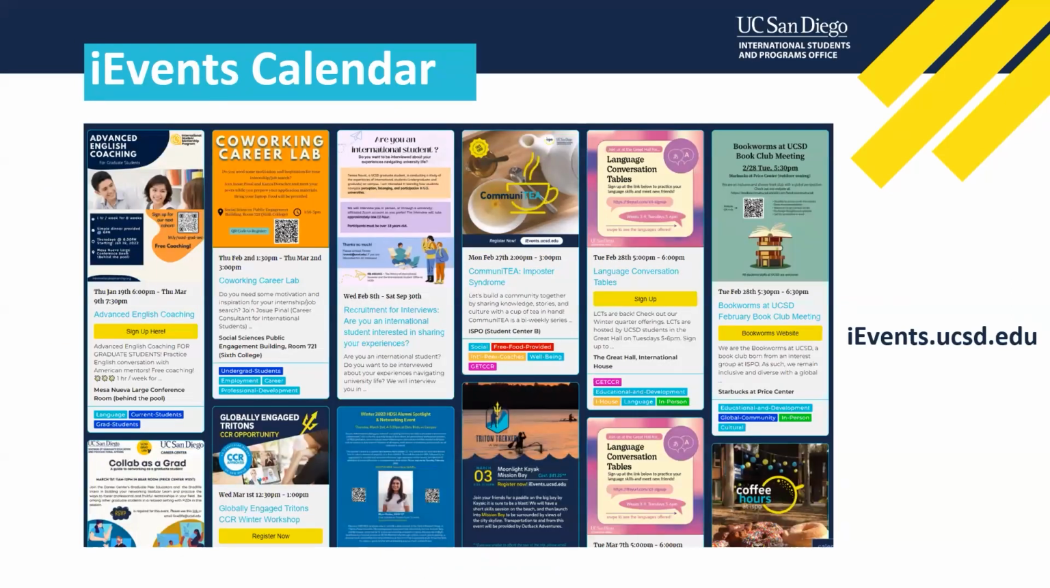Another page that I highly encourage you bookmark is our iEvents calendar. And so this is where we'll post up-to-date registration as well as dates for all of our events. This is also a space for our campus partners to submit events with a global focus. So you can see some of the ISPO signature programs like Community and Coffee Hours, as well as some of the other ones that our campus partners offer. And so it's very easy to find if you go to ievents.ucsd.edu. Each event will usually have little tags to kind of help you navigate it, and you can also filter using those tags to find what interests you most.